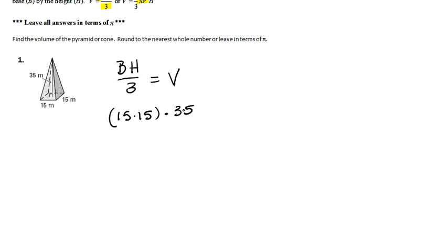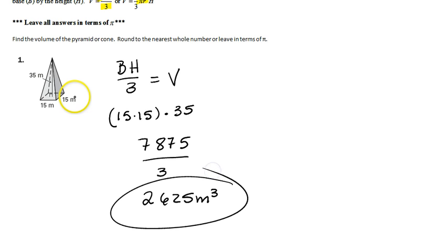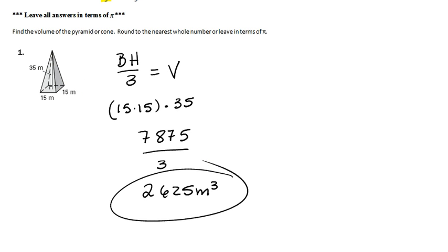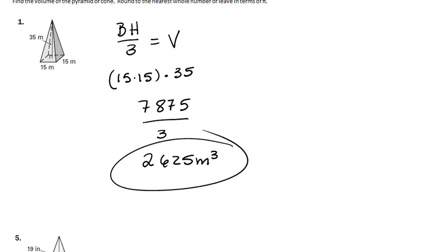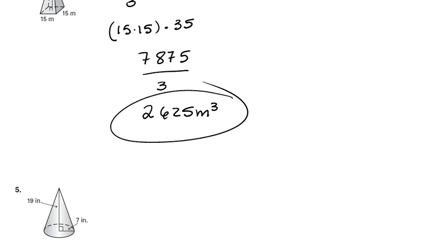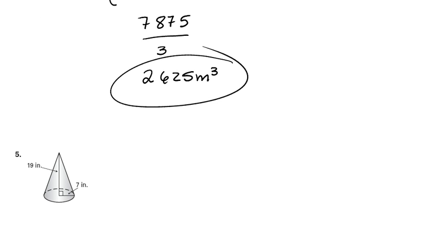15 times 15 times 35 is 7,875 divided by 3. And if we do that division, we get 2,625 meters cubed would be the volume of this particular pyramid. So it's the same as calculating the volume of a prism, but multiplying it by 1/3 or dividing it by 3.